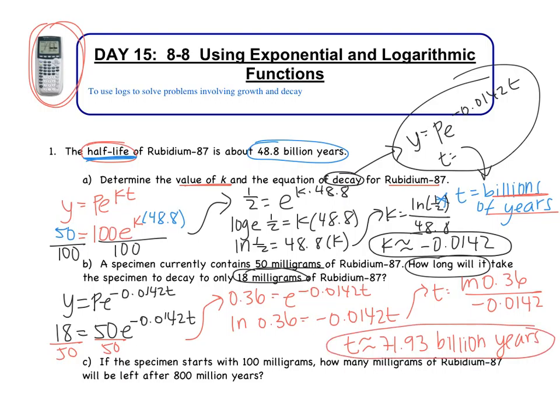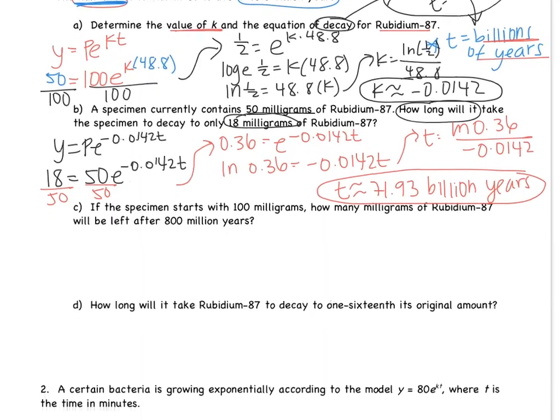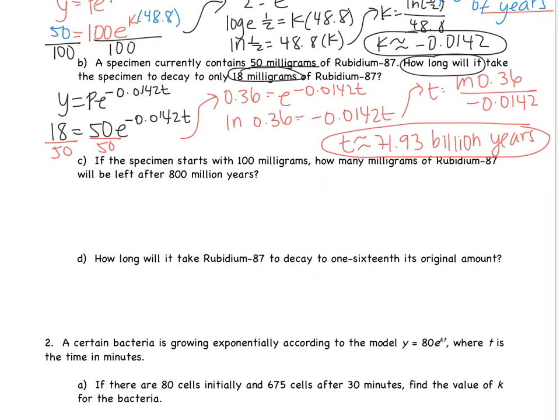Okay, it's really important that you store that k value as x, because if you don't, your answer could be a lot different from mine, just because of rounding errors. So now we're going to go on to C. C, if the specimen starts with 100 milligrams, how many milligrams of rubidium-87 will be left after 800 million years?